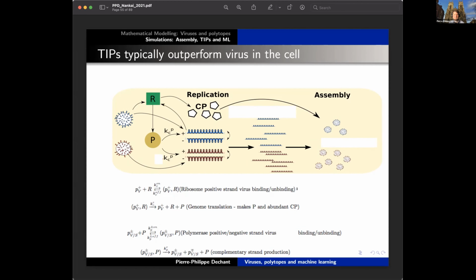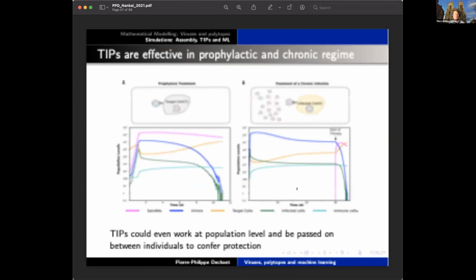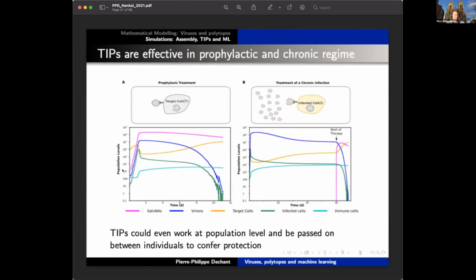And then you can look at it at the level of the immune system as well, see how viruses might infect cells, how that stimulates the immune system, and so on. You can make very elaborate simulations. But again, the bottom line is, of course, the TIPs outperform the native virus. So here, the pink line is these TIPs over the course of infection, co-infection with the virus, which is the blue one here, or as prophylaxis, as a vaccination.